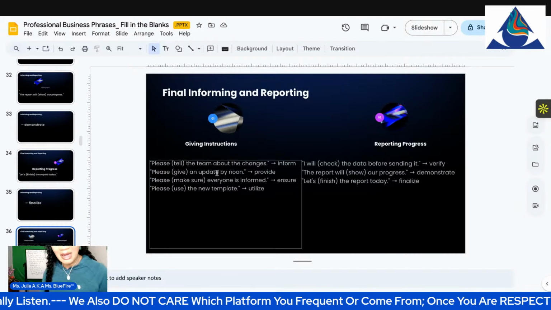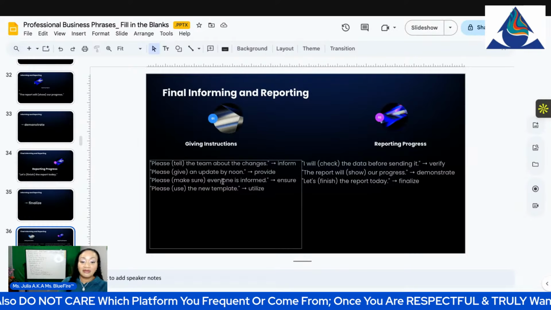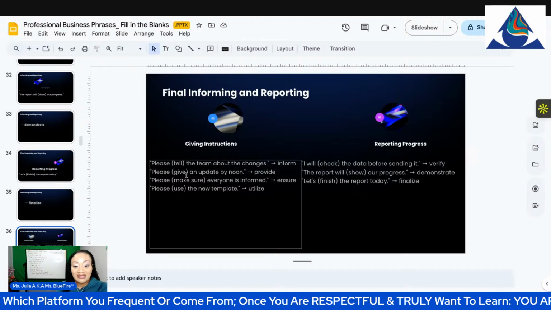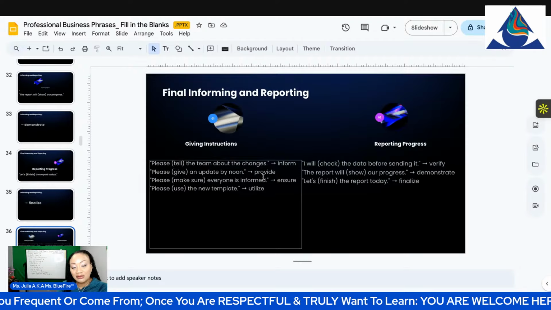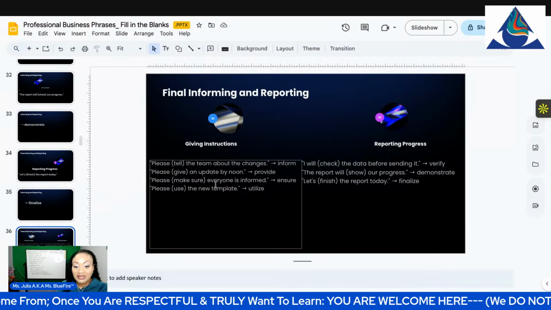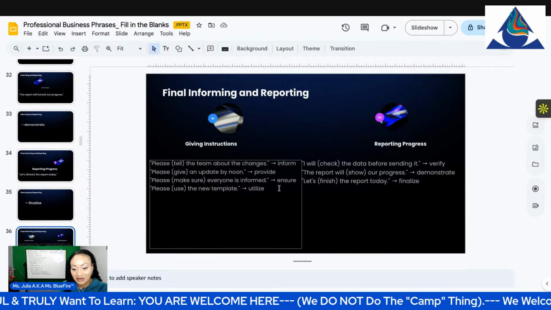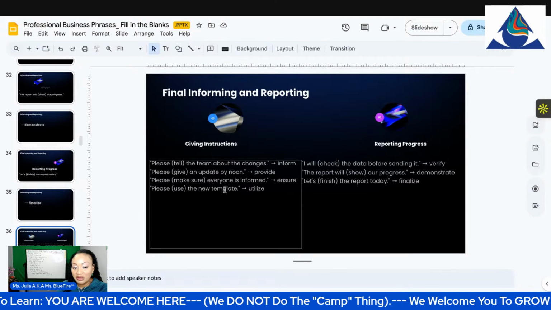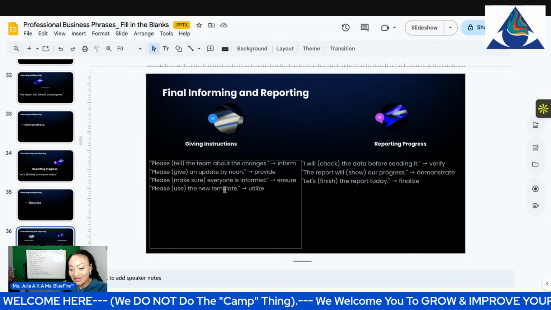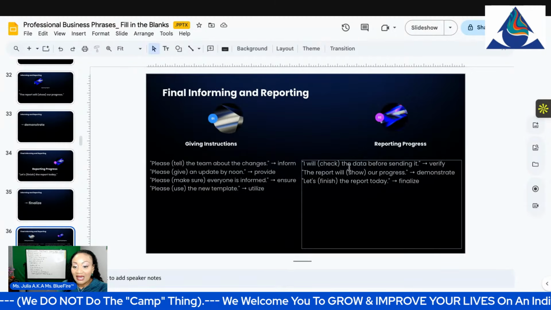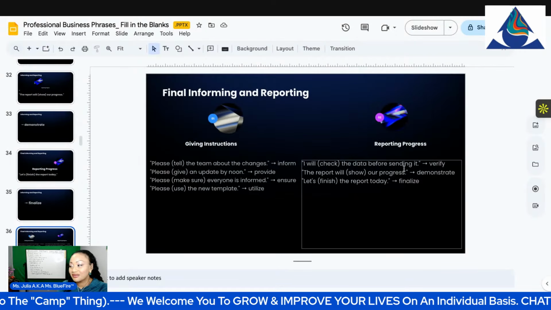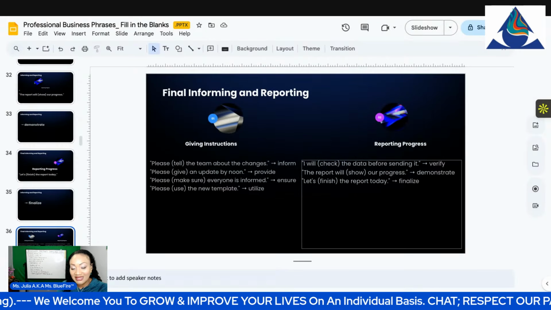Please tell them about the changes. Please inform them about the changes. Please give an update by noon. Please provide an update by noon. Please make sure everyone is informed. Please ensure everyone is informed. Please use the new template. Please utilize the new template. I will check the data before sending it. I will verify the data before sending it.